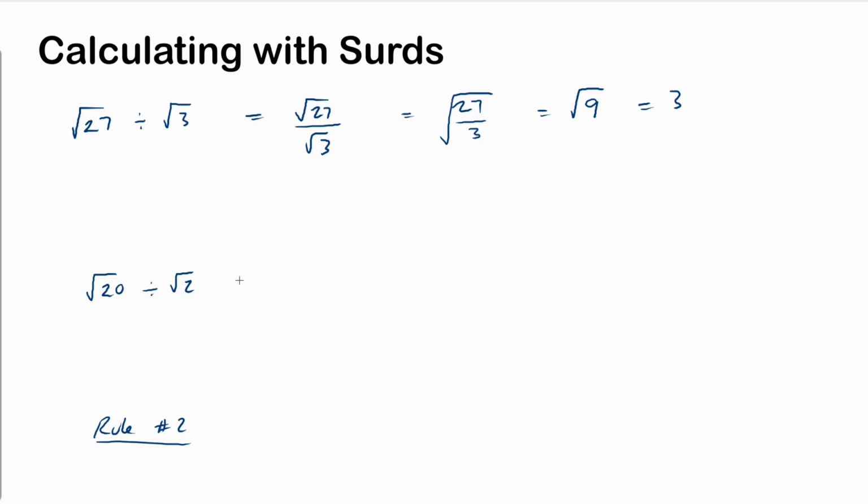If I look at this, I will write it in both ways just so you can see the way it looks each time. So now 20 divided by 2 is 10. So I'm left with the square root of 10. I can't simplify that any further.